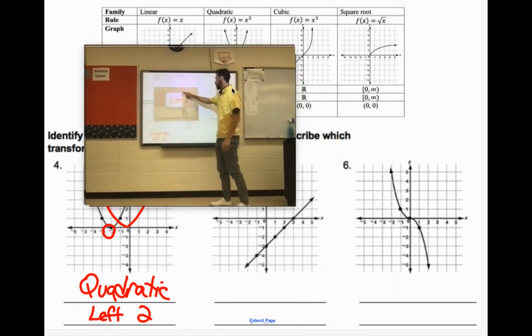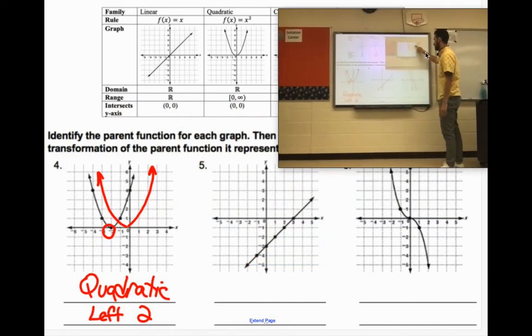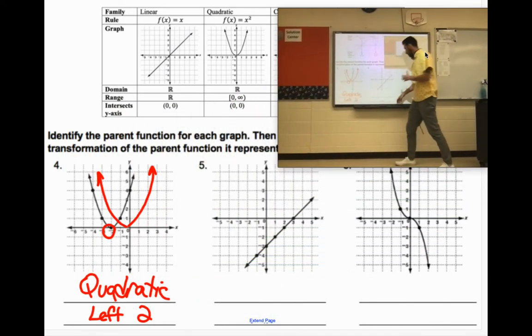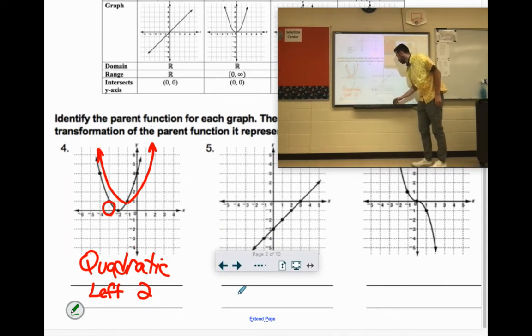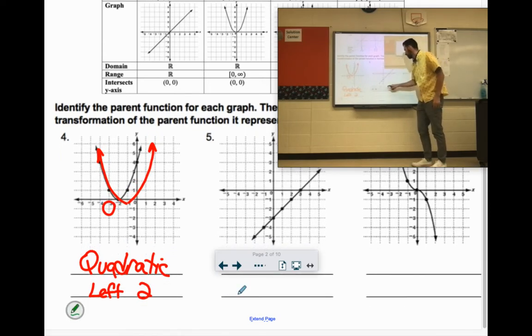All right, let's scope out number 5 here. Oh, we got a few of them. So this one is just one straight line, which means it's linear.